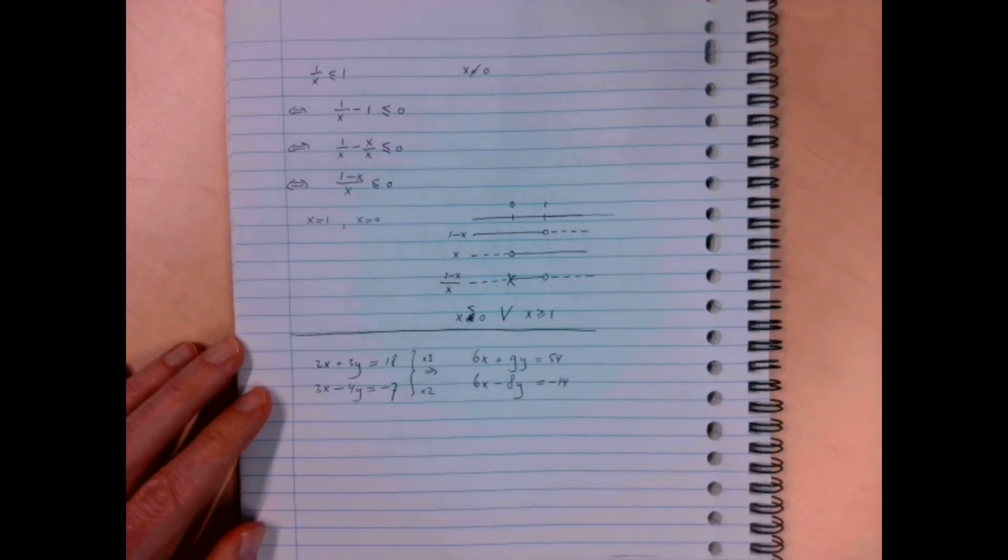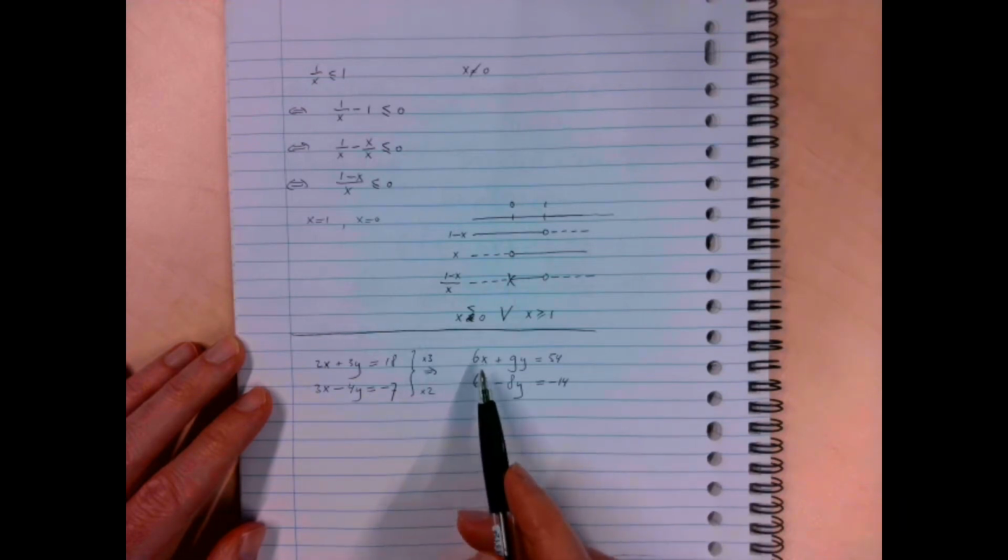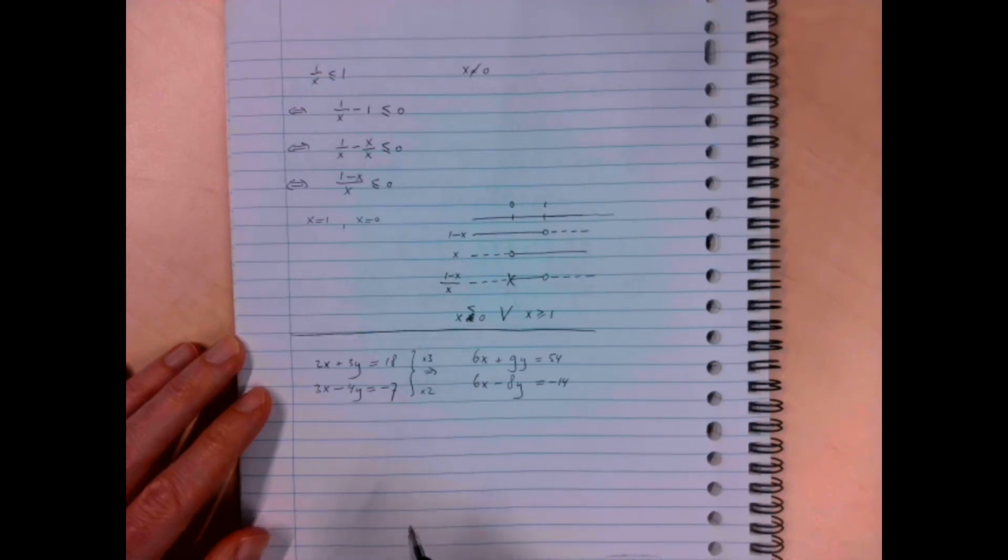So now we can proceed by noting that, well, there's a 6x over here, there's a 6x over there as well.